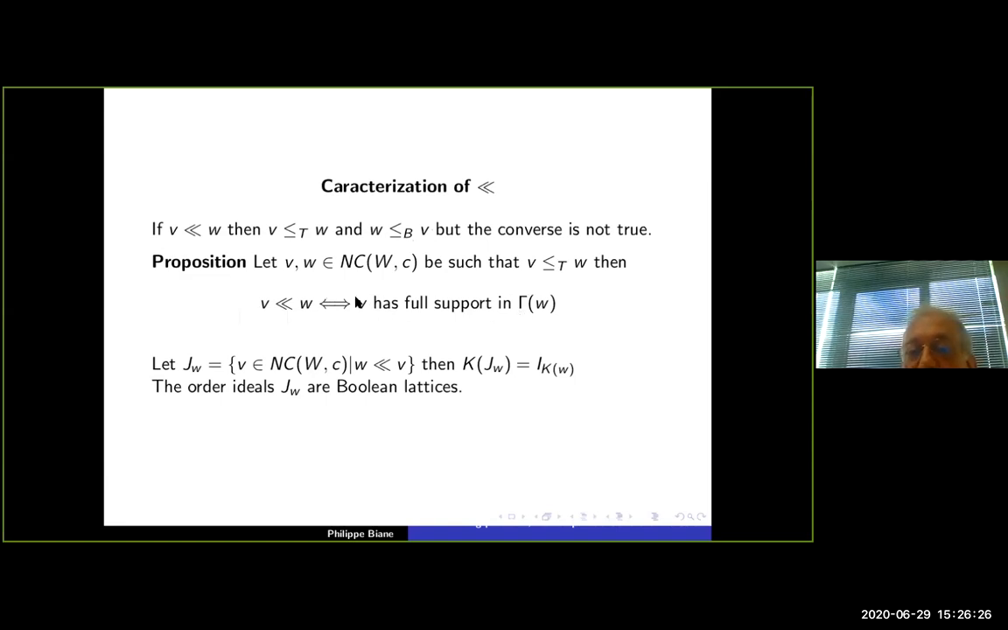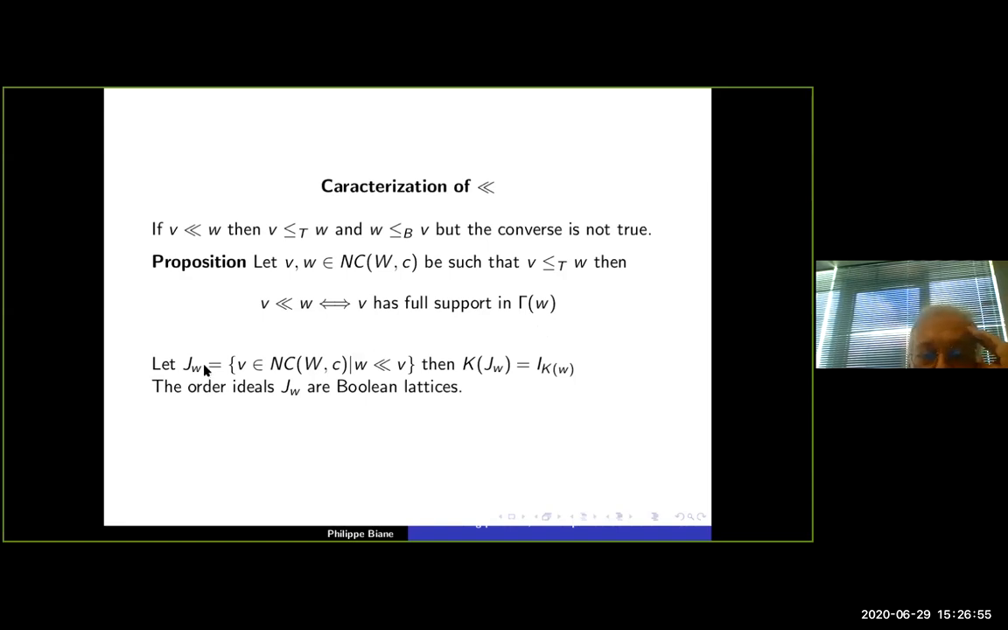That is, any element V can be written, I mean, any reduced decomposition of V using simple reflections in this group contains all the simple reflections here. So, I mean, this is what it means that it has full support here.